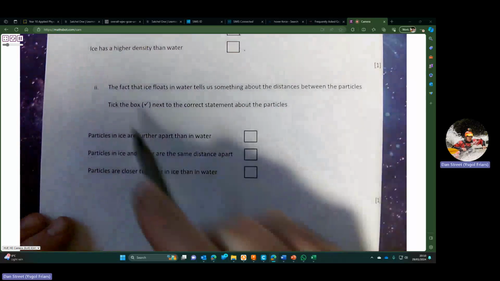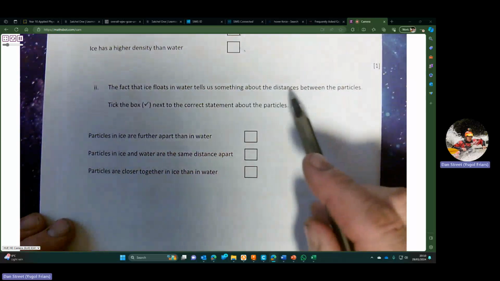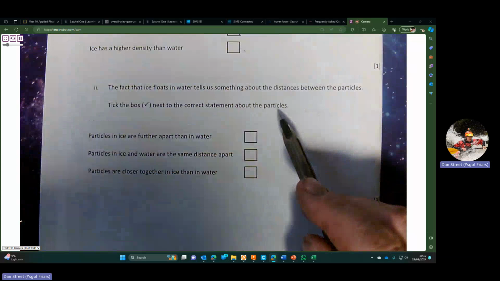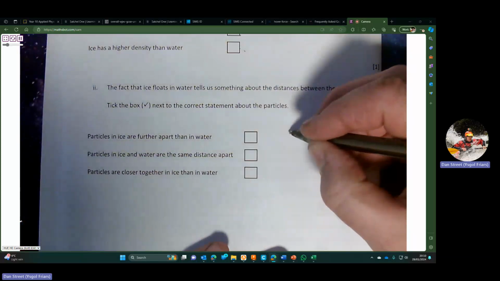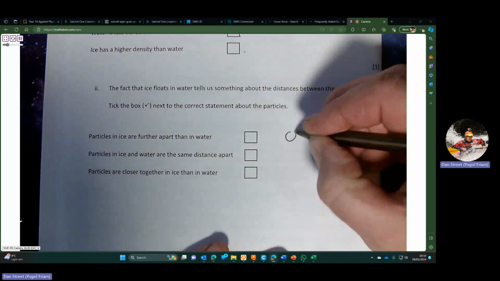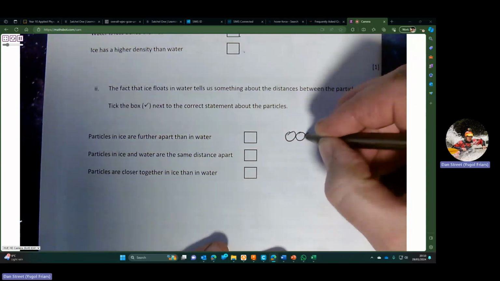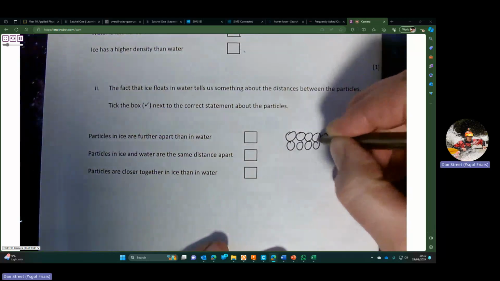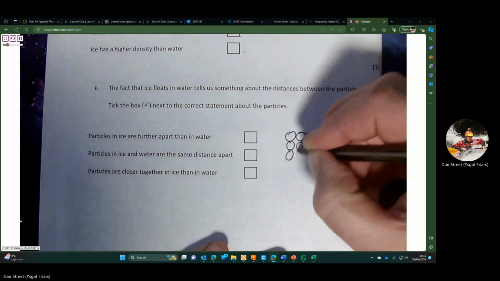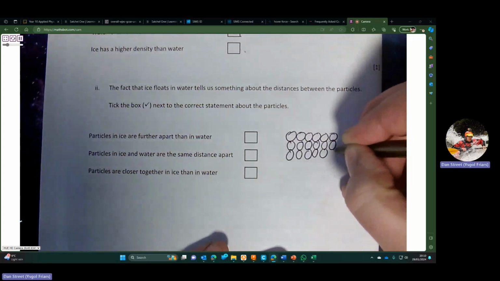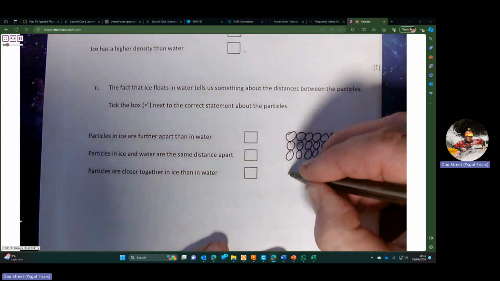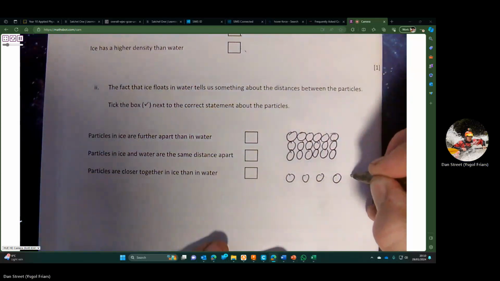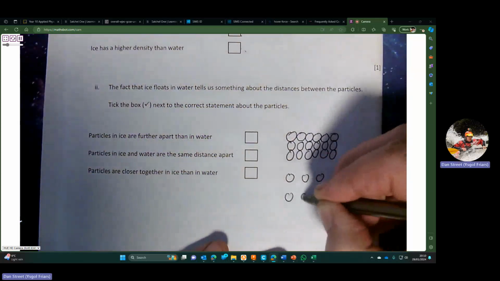Now, part 2 says that the fact that ice floats in water tells us something about the distance between the particles. Tick the box next to the correct statement about the particles. So if we have a quick reminder ourselves of particle diagrams, if you have particles which are tightly packed together, then you would expect that substance to be quite heavy. Okay, so when all the particles are tightly packed together, then that would be quite heavy compared to the same material where the particles are slightly further apart. And that would be lighter.